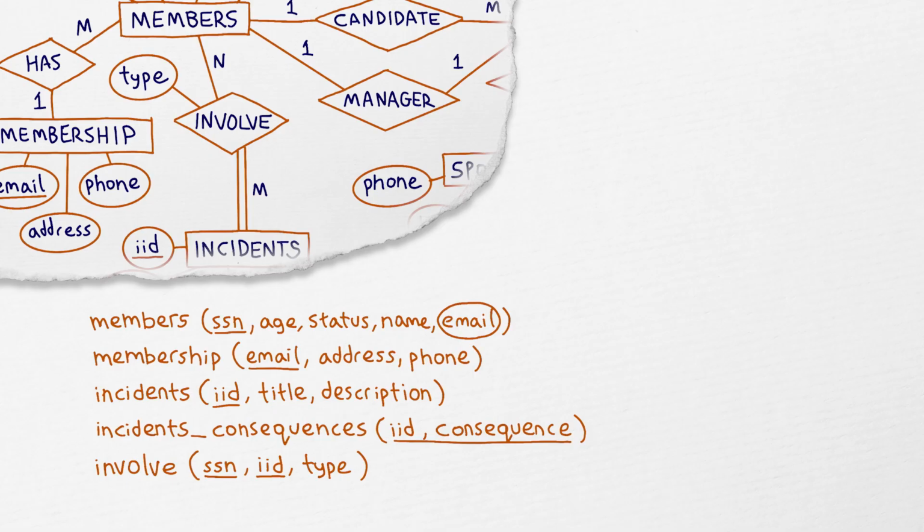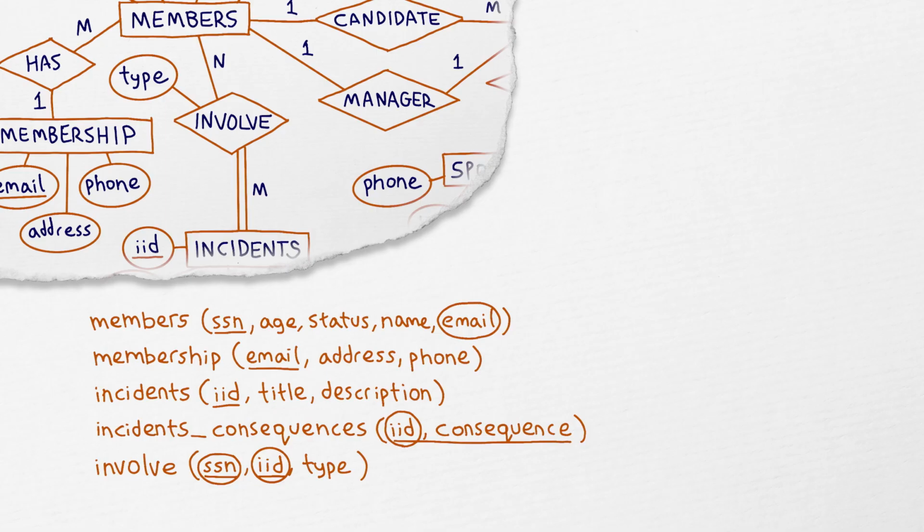Now for foreign keys. In involve, social security is a foreign key and is part of the primary key. So that has to be in the description. So we will circle social security because it's a foreign key, and we will also circle IID because that will be a foreign key. Together they will be the primary key, but each one separately is a foreign key. This is similar to what we have in incidents. In incidents, remember that we created an additional table for consequences, and in consequences, IID is part of the primary key, that is IID with a consequence, but IID by itself will be a foreign key.